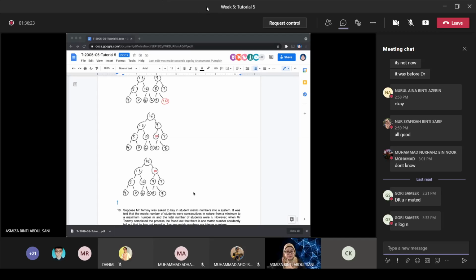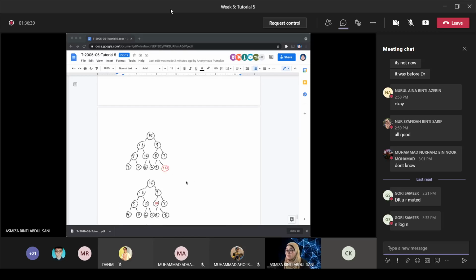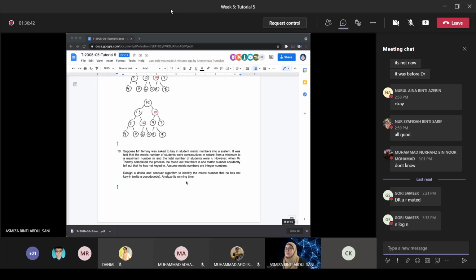The reason why we can do this is because we already have the max heap property. So all we have to do is just compare with the parent. If the parent is smaller, we're just going to swap it up. So that is how you do the max heap insert.